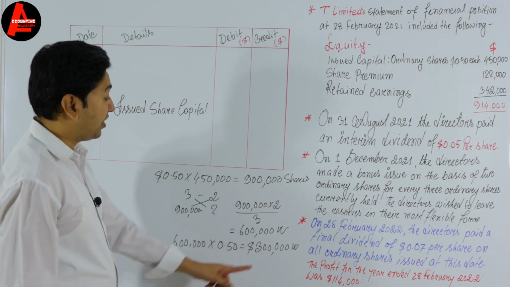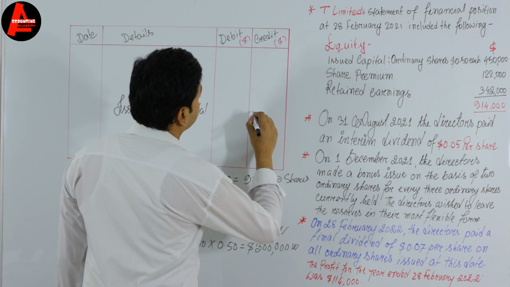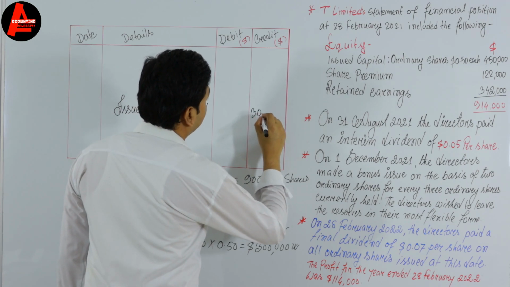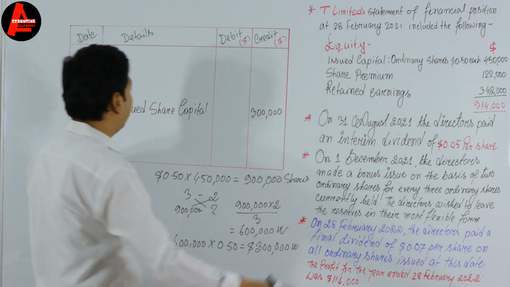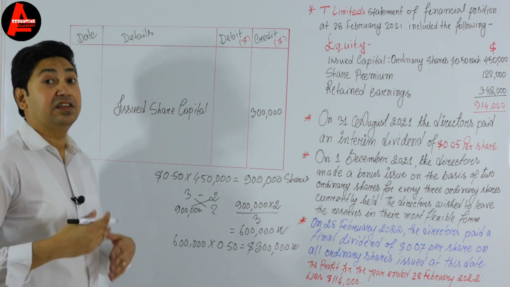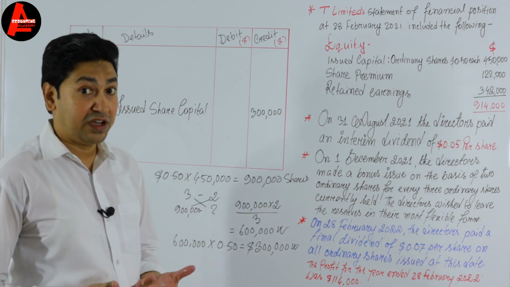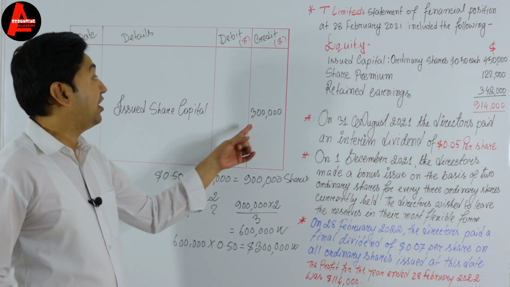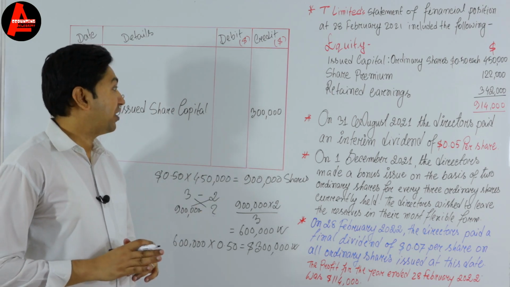So how much did we get here? We got $300,000. So we will write 300,000 on the credit side. You know share capital is a liability. So when a liability increases in the business, it will be credited. So we wrote it here on the credit side.